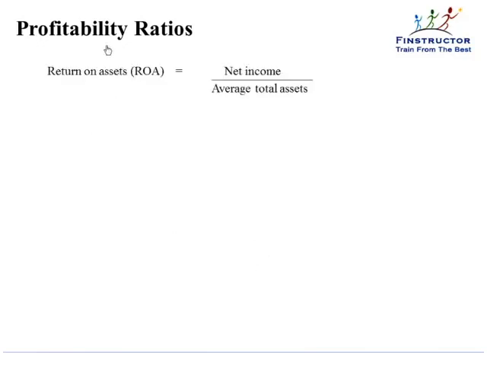Another category of profitability ratios calculates return on the investments that we have made. So the first ratio is called return on assets, which is calculated as net income upon average total assets. So for the total assets that the business has employed, what is the net profit that the business is generating?